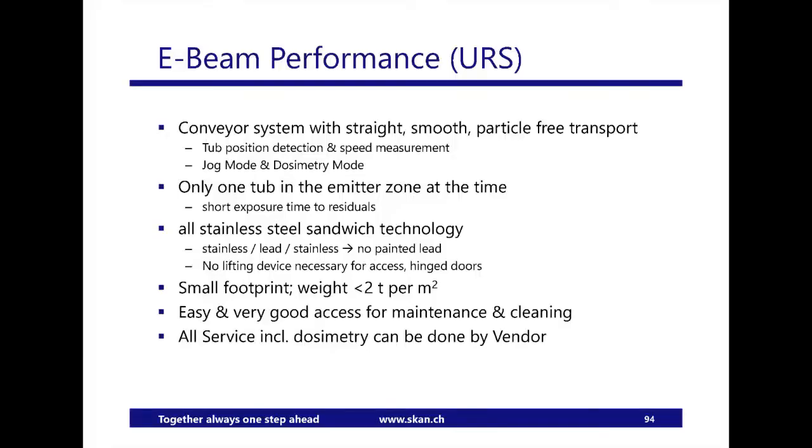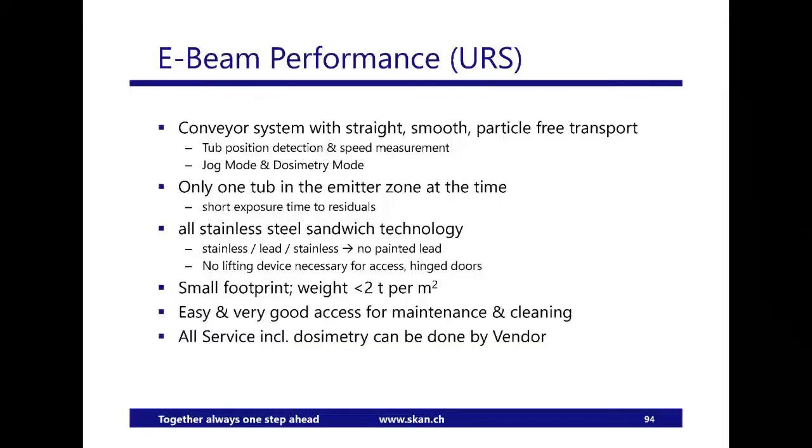The conveyor system should be straight, smooth, and particle-free. This is happening here because we have the shutter system, so we don't move the tub around to avoid X-rays coming out. We move the shutter, the shielding. That gives a straight transport, a very short transport, particle-free. We should have tub position detection, speed measurement, and other features like jog mode or dosimetry mode. Only one tub should be in the emitter zone, so you have the freedom to drive backwards if you have an issue and you only lose one tub.